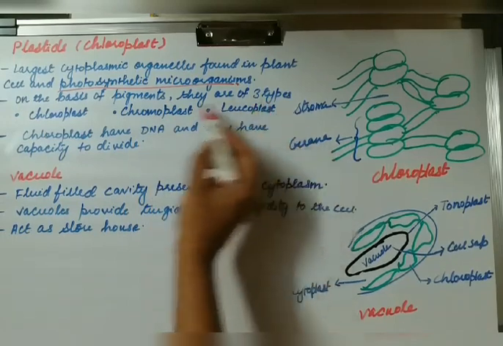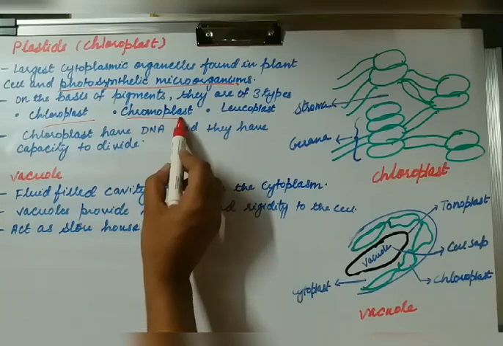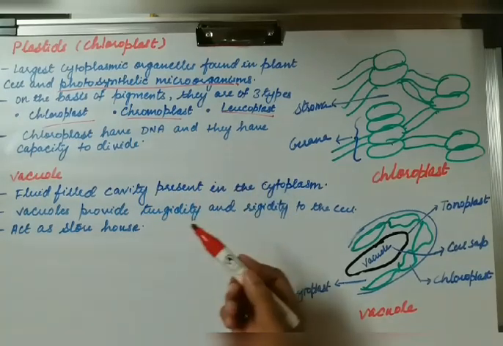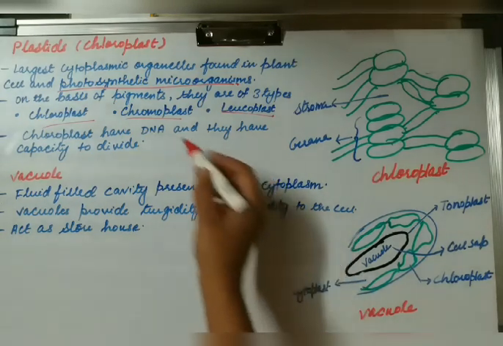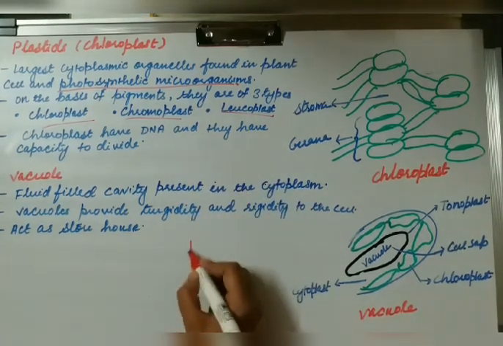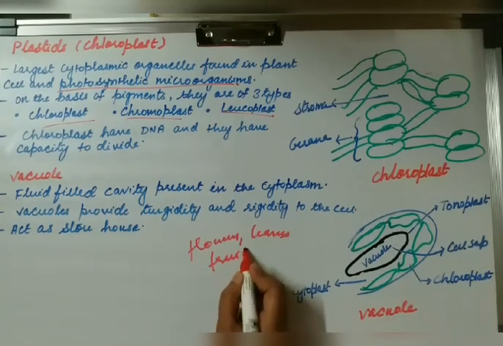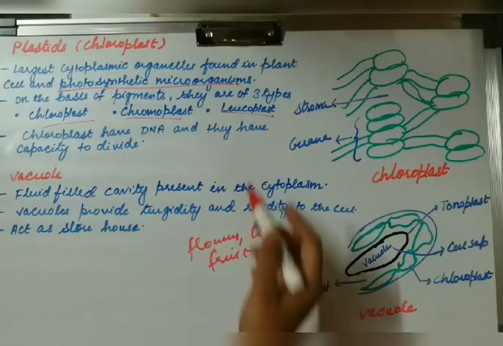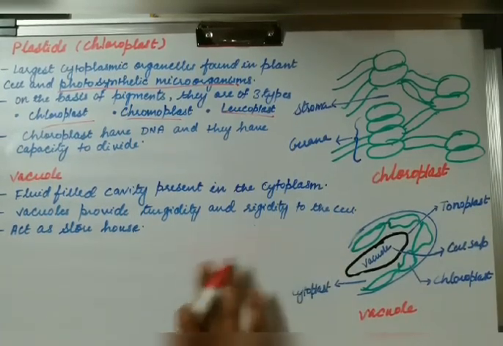On the basis of pigments, they are of three types: the chloroplast, the most important of the three, then the chromoplast and the leucoplast. Chloroplasts are the green plastids and chromoplasts are the colored plastids. They are responsible for the characteristic color of flowers, leaves and fruits. They are the colored plastids. The next one is the leucoplast. They are the colorless plastids and they store starch.